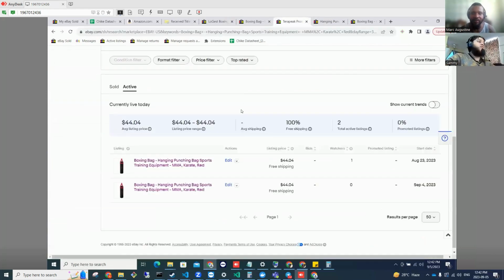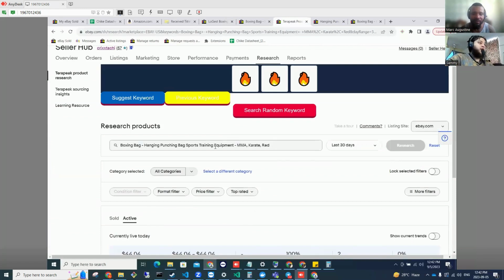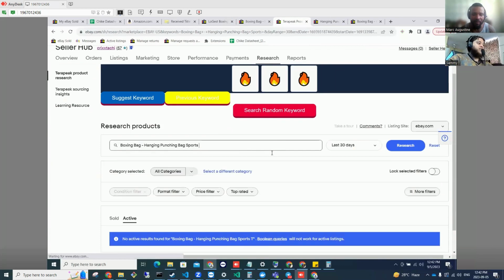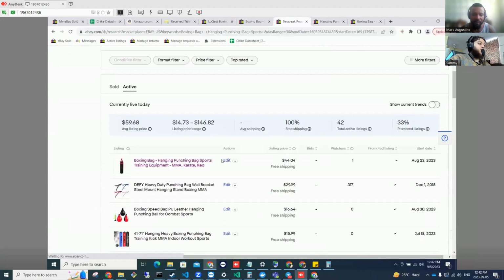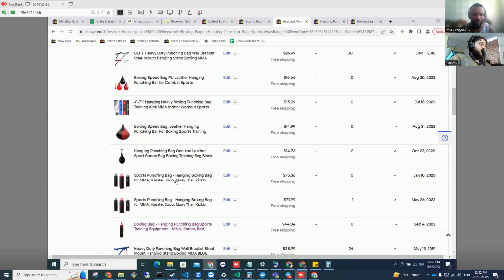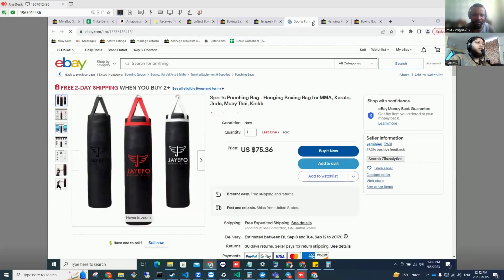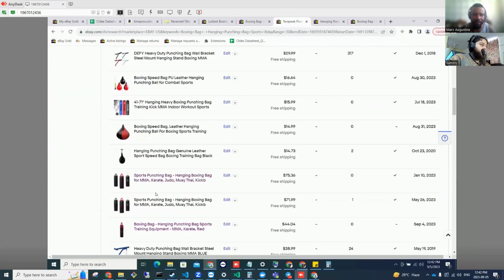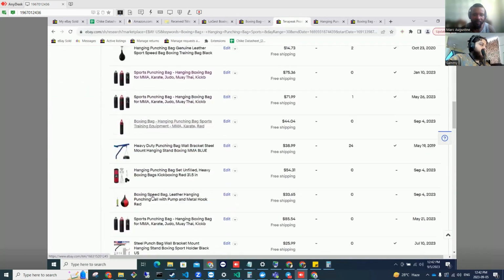Right. So one thing I want to do is make the search a little bit less specific, and maybe we can find some more drop shippers. So this guy, that was the same one. Is this the same item? No, it's not the same item. But this one is the same.